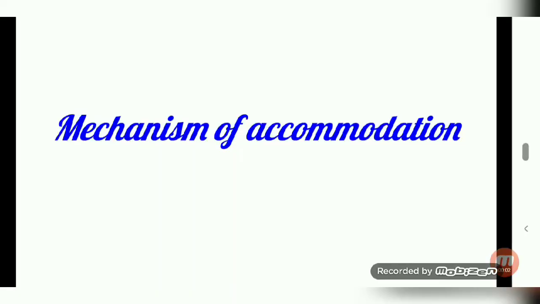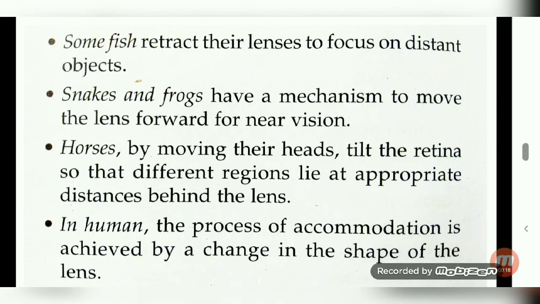Mechanism of accommodation. Accommodation is the process by which one can focus on objects at different distances in a field to have a clear vision. Its mechanism varies from species to species. Just for interest, examples for a few species are given.